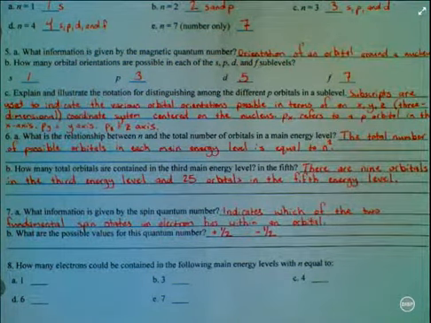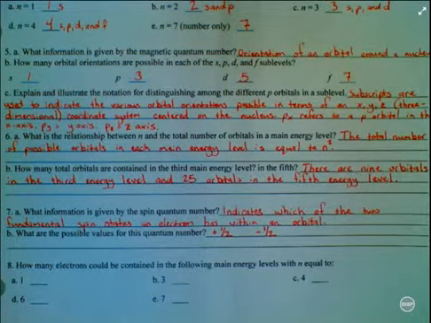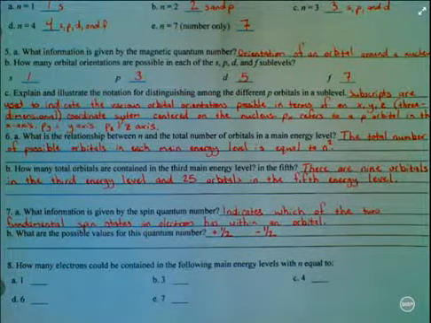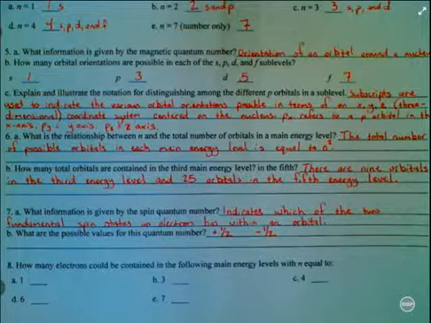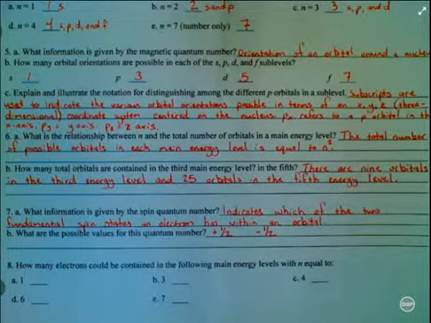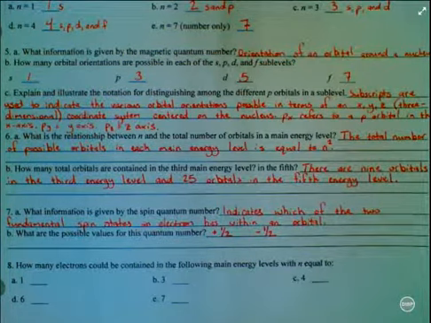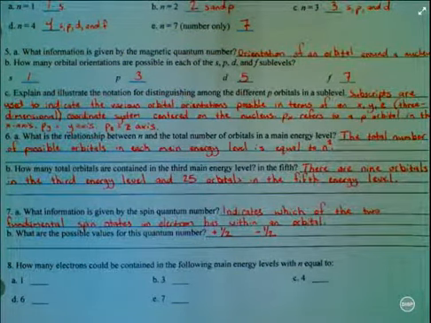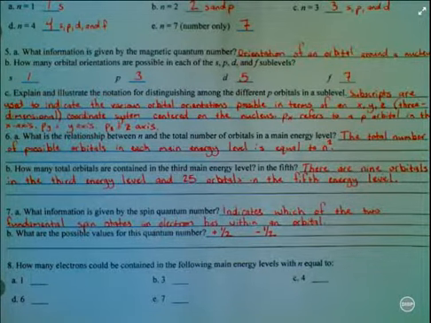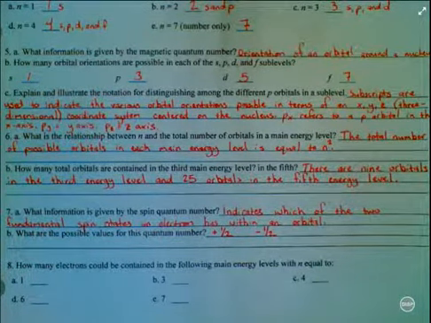Number 5. We had to zoom out a little bit here. But A, what information is given by the magnetic quantum number? The magnetic quantum number gives us the orbital's orientation around the nucleus. The angular momentum quantum number gives us the shape, right? Sphere, dumbbell, clover. The magnetic quantum number tells us how to orient that shape in three-dimensional space.